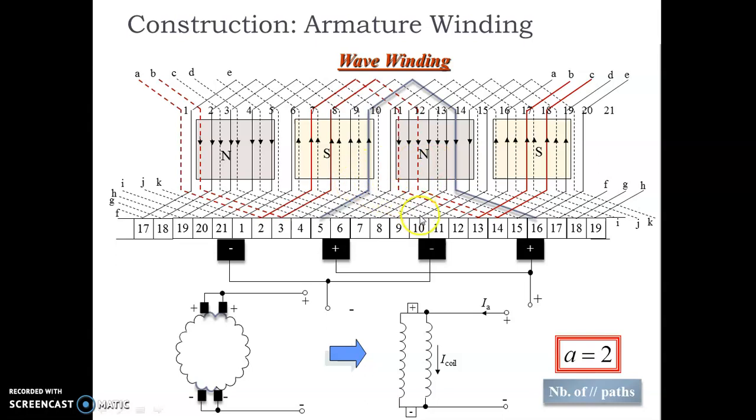For wave winding, it is fixed. Only 2 paths will be there. The number of parallel paths is fixed, it will be 2 only. Here it is shown: only 2 paths.